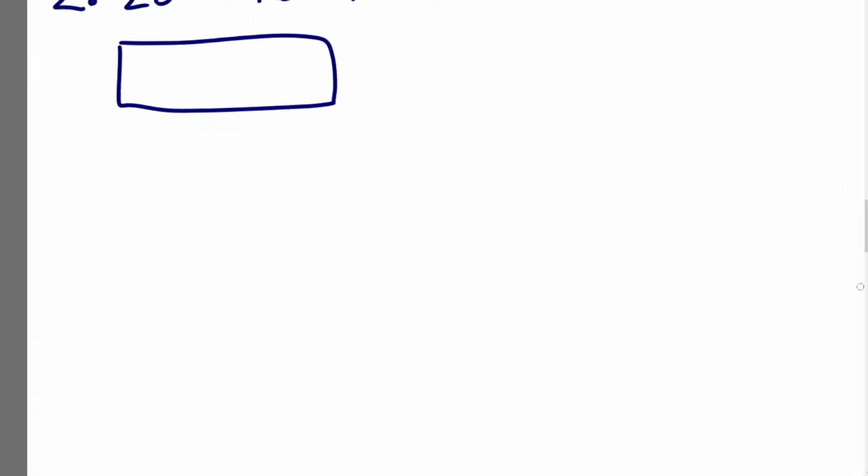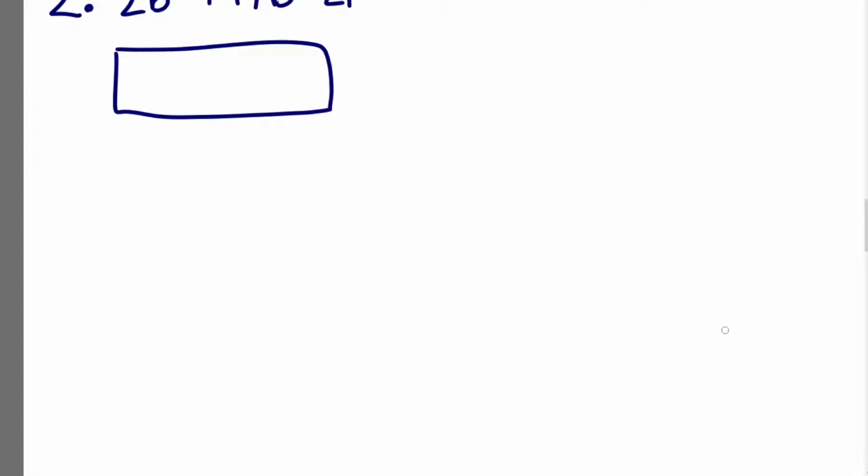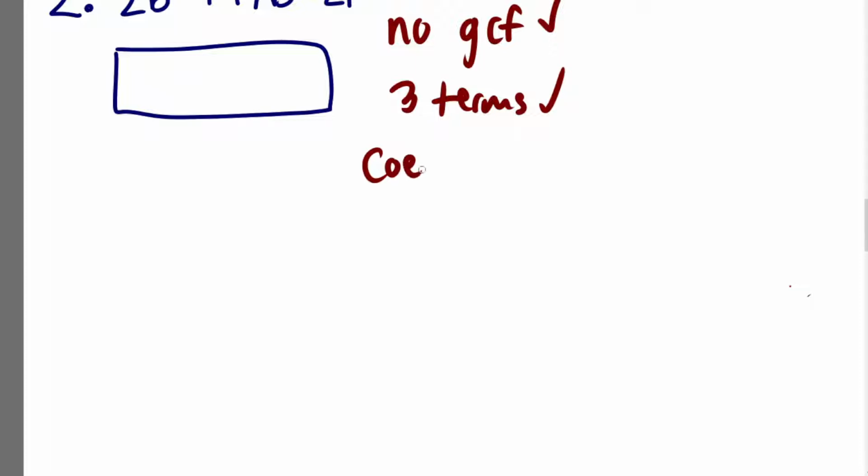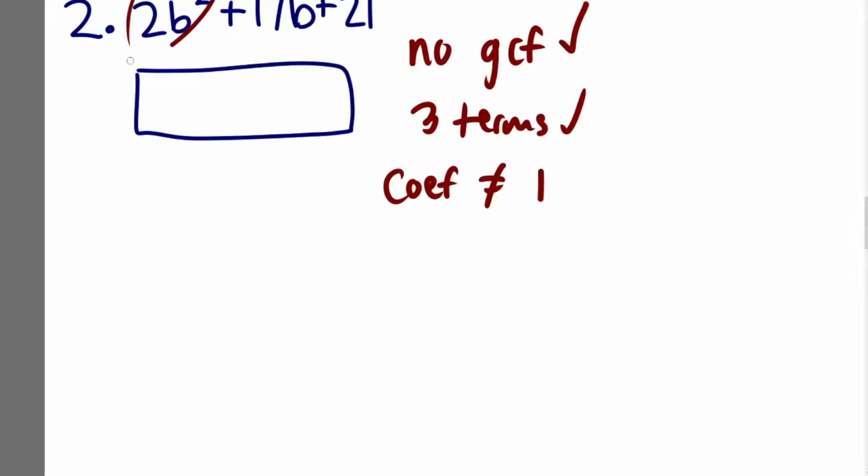Here is another problem. We have 2b squared plus 17b plus 21. Now, we are going to look for a GCF. 17 is prime, so we can't take out any constants, and there are no extra b's either. So there is no GCF. There are 3 terms, and the coefficient of our leading term does not equal 1. It's 2 right here.